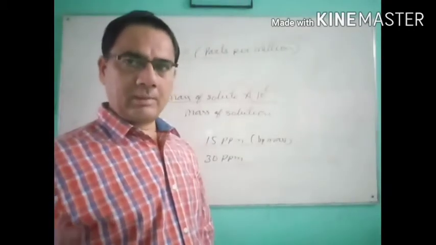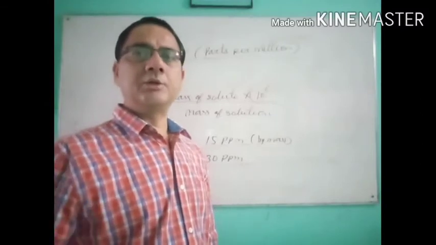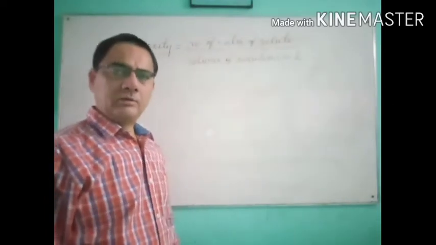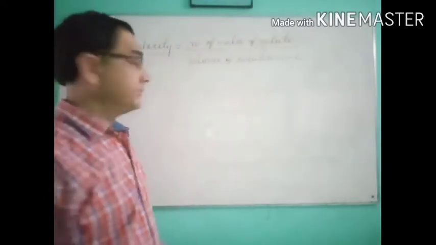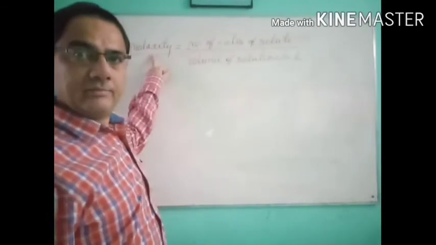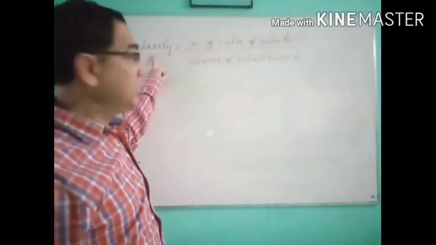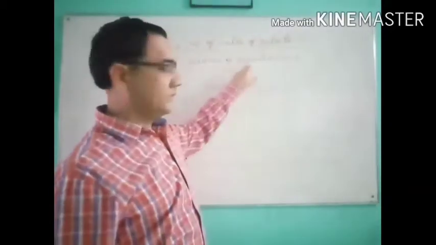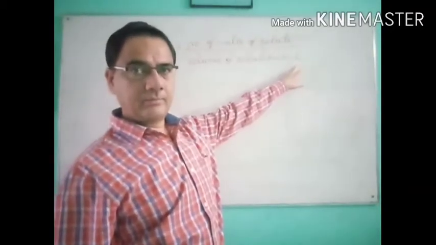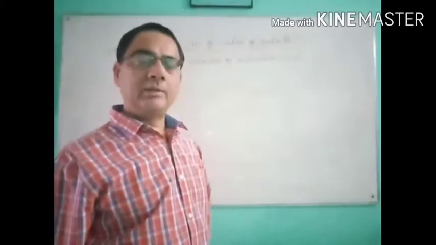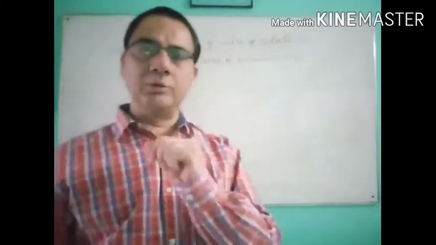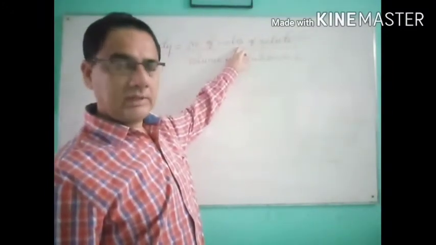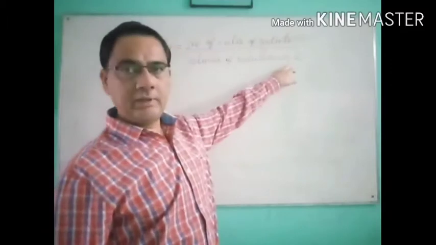Now we take some other examples to calculate the concentration of the solution. Now the fourth way to define the concentration of the solution, that is called molarity. And what is the formula of the molarity? That is number of moles of solute upon volume of solution in liter. So if you want to calculate the molarity, you need two things. The first thing that you need is the number of moles of solute, and the second thing is volume of solution in liter.